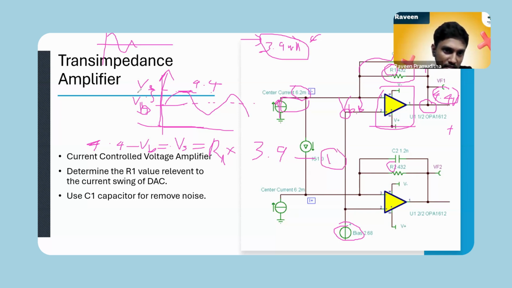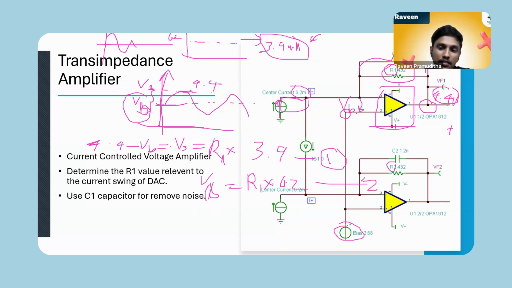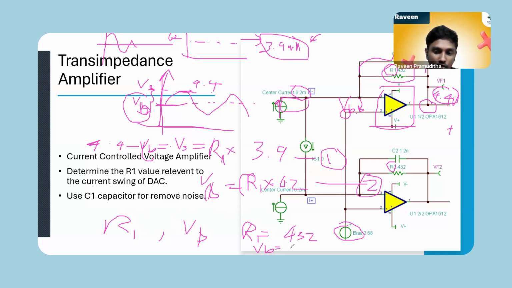As the second equation, I am getting this VB. This VB equals a DC voltage through this resistor, and this DC voltage happens because the DAC has a DC current of 6.2 milliampere. So I can use VB equals R1 into 6.2. Then I have two unknown variables, VB and R1, so I can find the R1 value and VB value. After solving, I get R1 as 432 and VB as 2.68 volts.